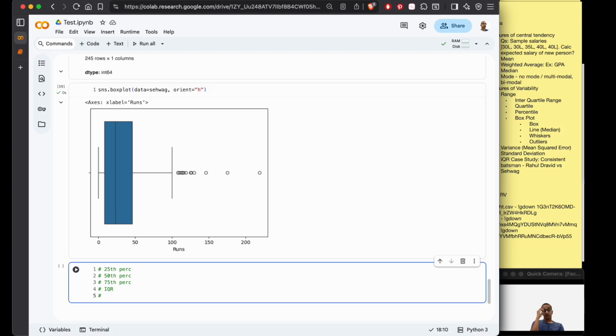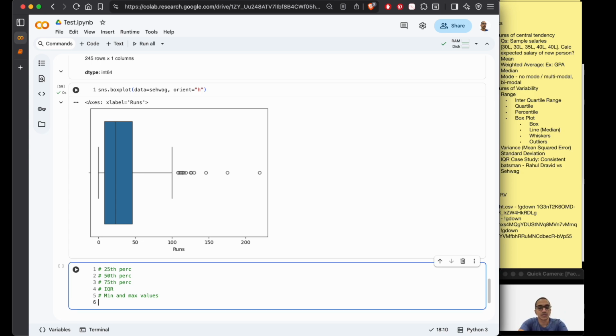What are we trying to find? We are trying to find how consistent he is. So once I find the IQR, we find the edges of the box plot, which are the min and max values, right? Then we will try to find the number of outliers.